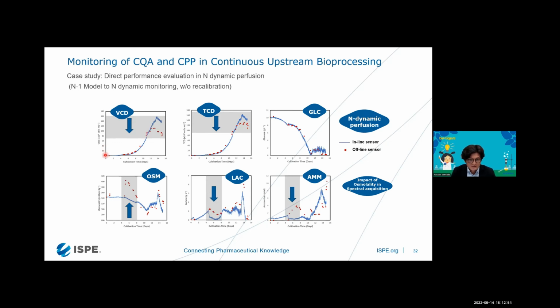During the early stage of the perfusion culture, we achieved a good prediction with the Raman technology, but at the end of the culture, the monitoring is not so good. I guess this is because this range is not supported by the calibration batch.